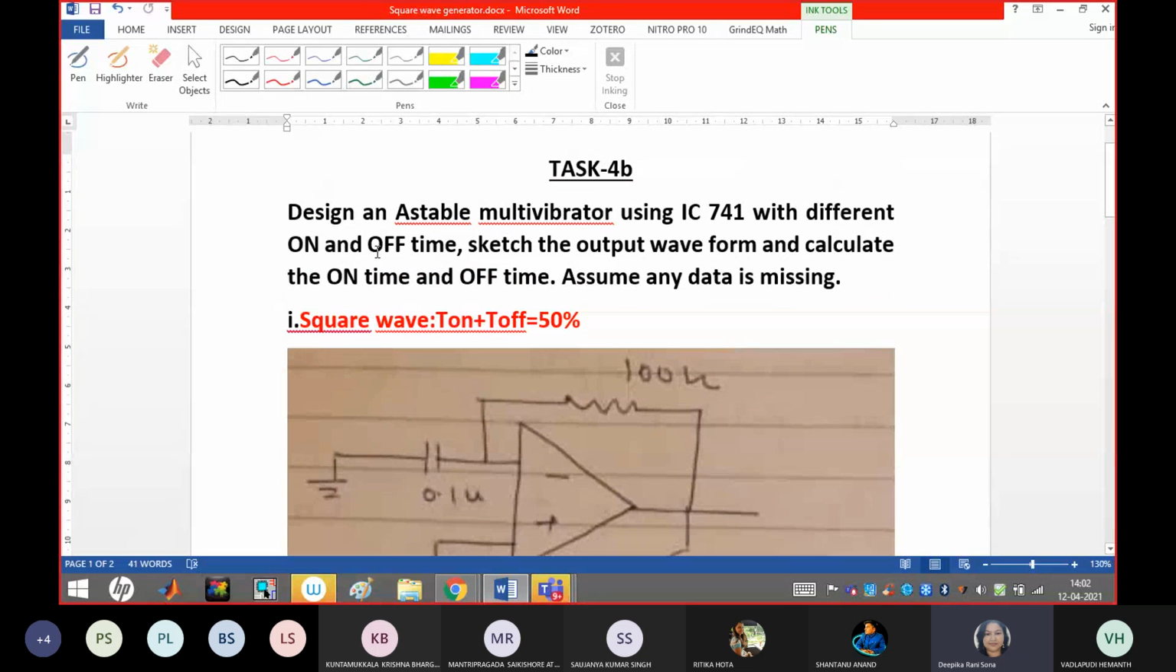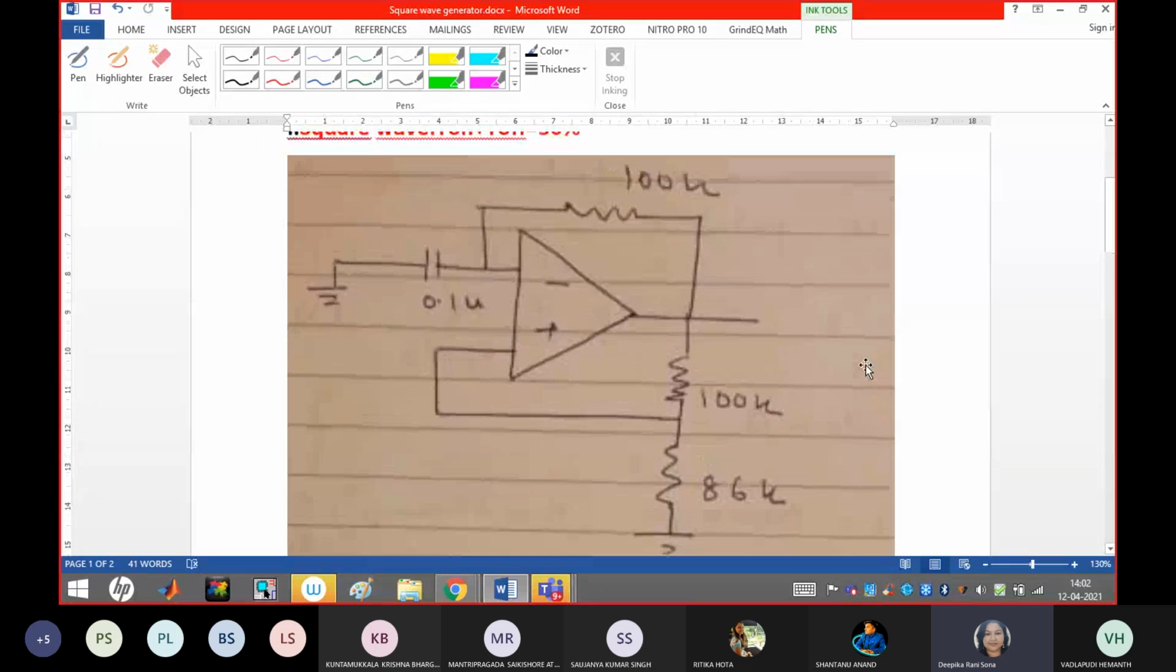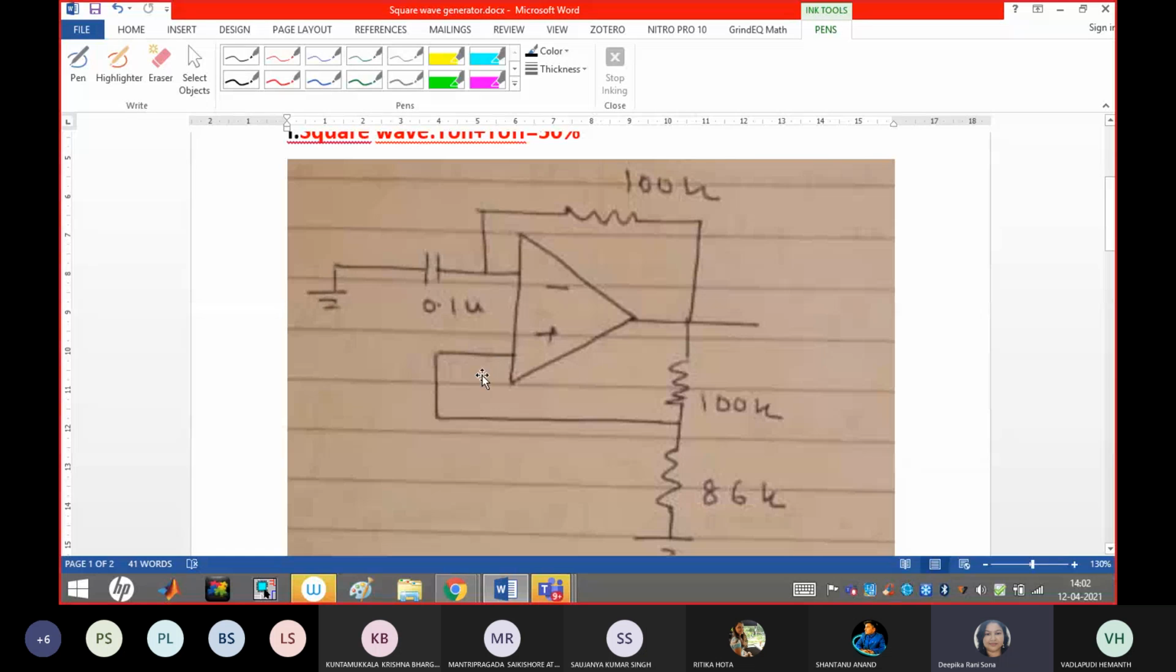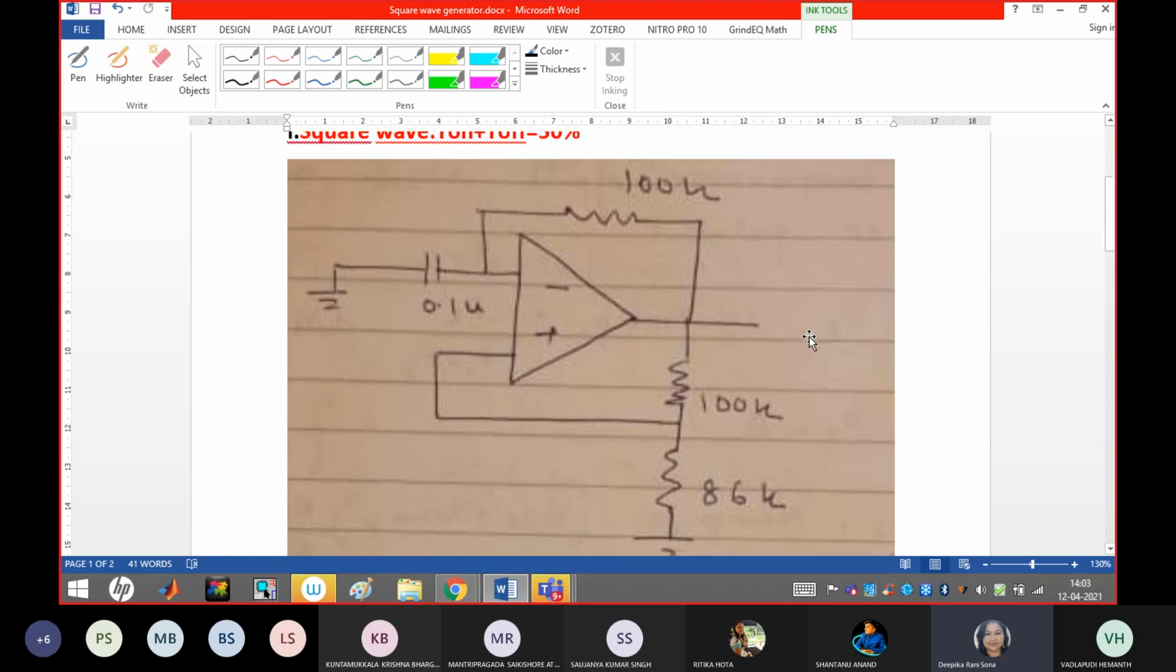Suppose on time and off time both are same. So here in the form of hints, the data is provided. If it is 50%, you may get a square wave. So here is the circuit for you. Without any input, you may get the output like the Schmitt trigger circuit you designed in your last class. By using that principle, we are going to design the astable multivibrator, and with 50% T on and T off time, we may get a square waveform.